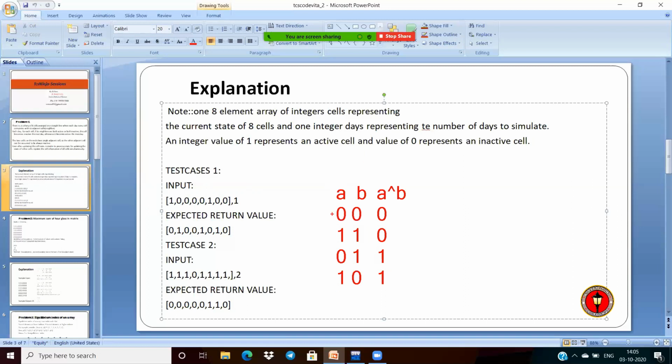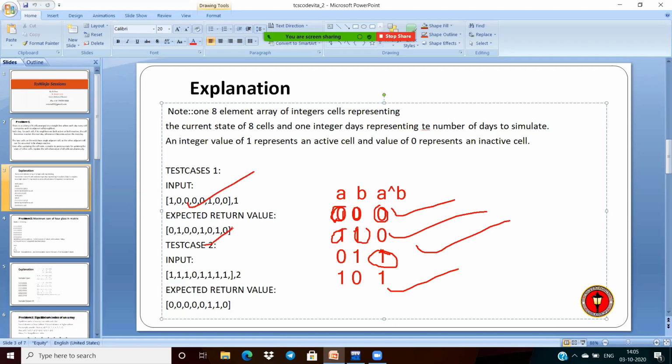Okay, we are assuming these are the cell states here. If a cell's left and right neighbors are both inactive, the cell becomes inactive, and if both are active, the cell becomes inactive. For any combination of left and right neighbors other than these two, it will be active here.